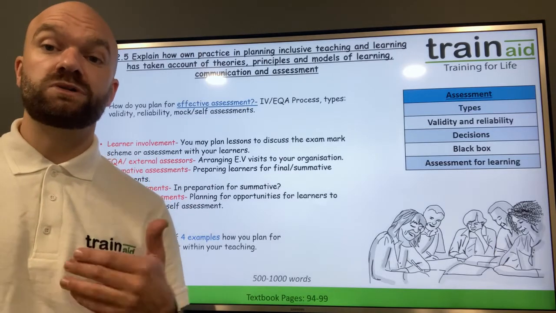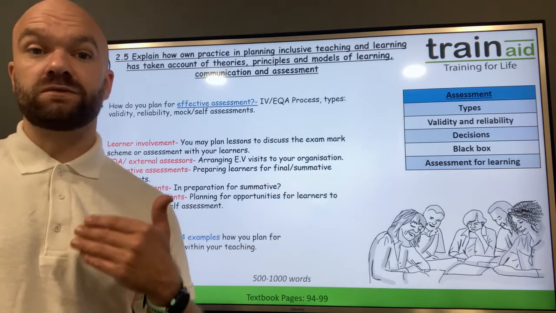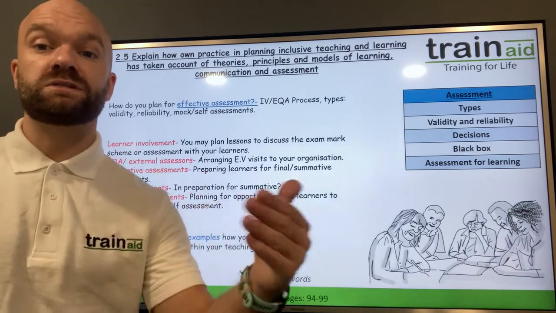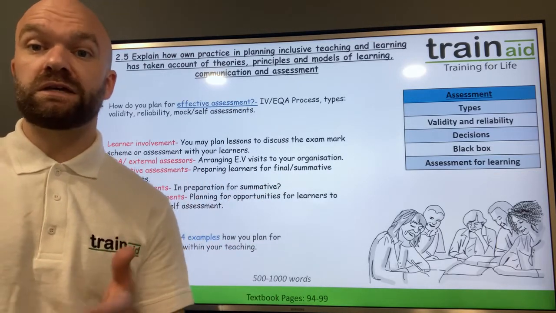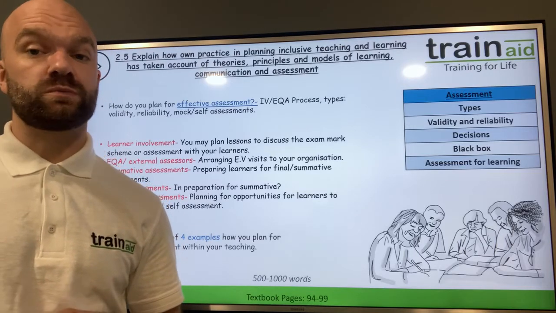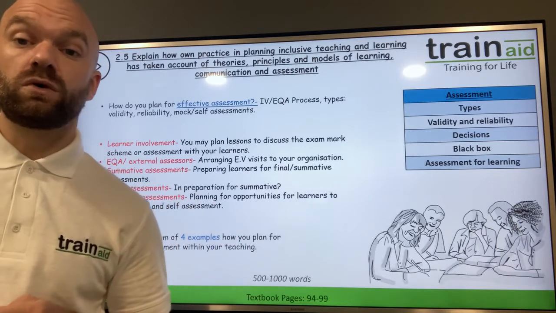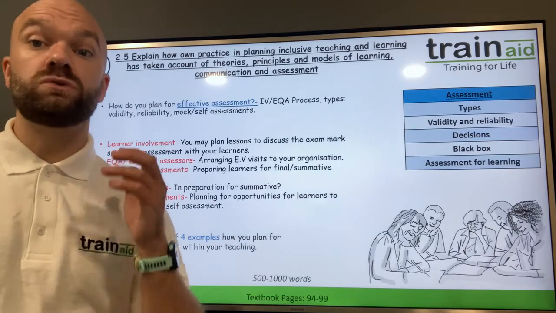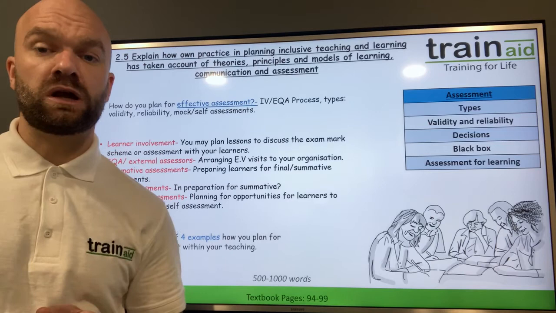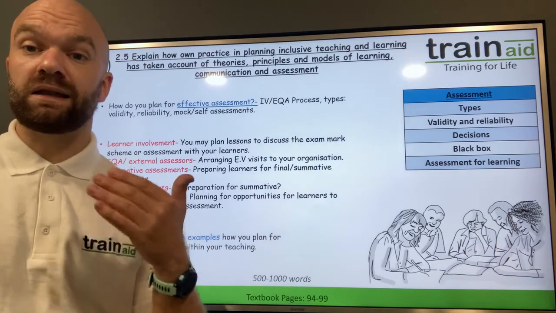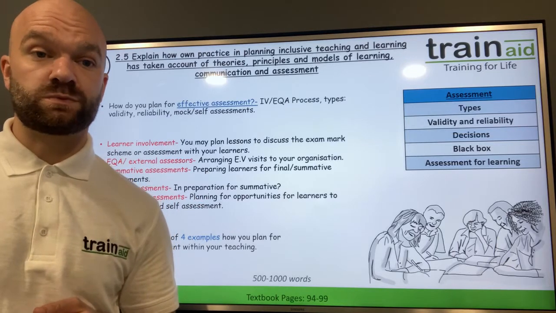So that is showing that you're an effective assessor within your planning, that you can think ahead to ensure that the learner is well supported within summative assessment. So we are looking once again for between 4 to 5 different examples of how you demonstrate that you are an effective assessor and how you can essentially plan for effective assessment here.